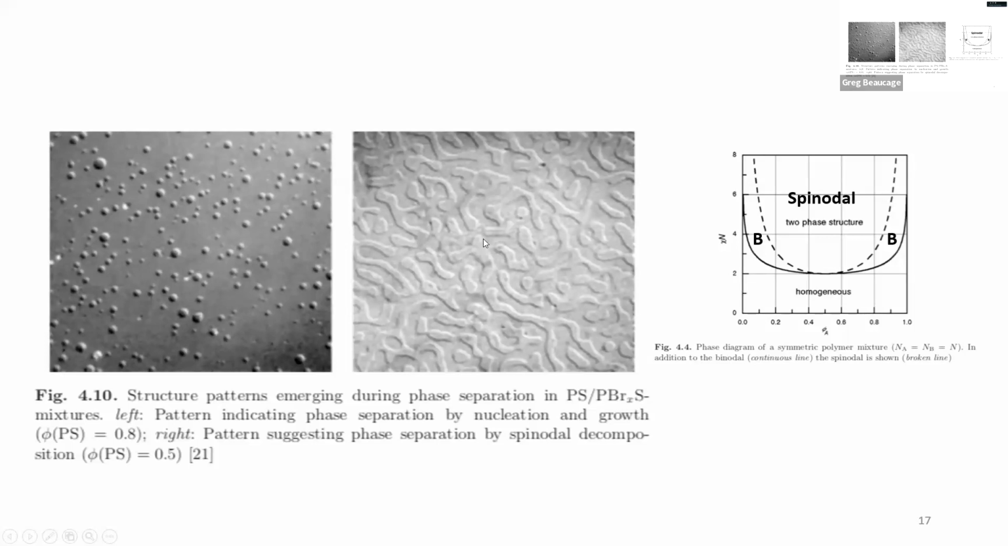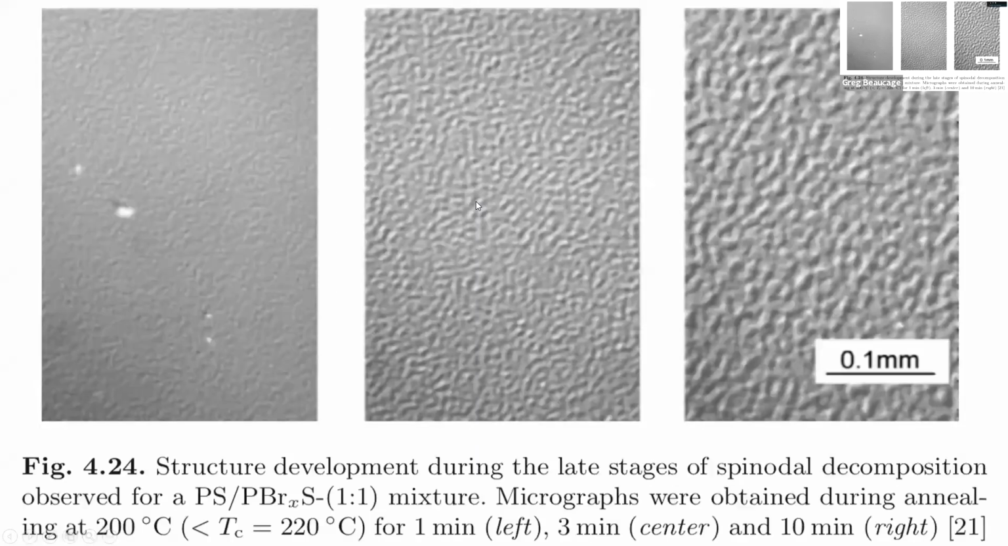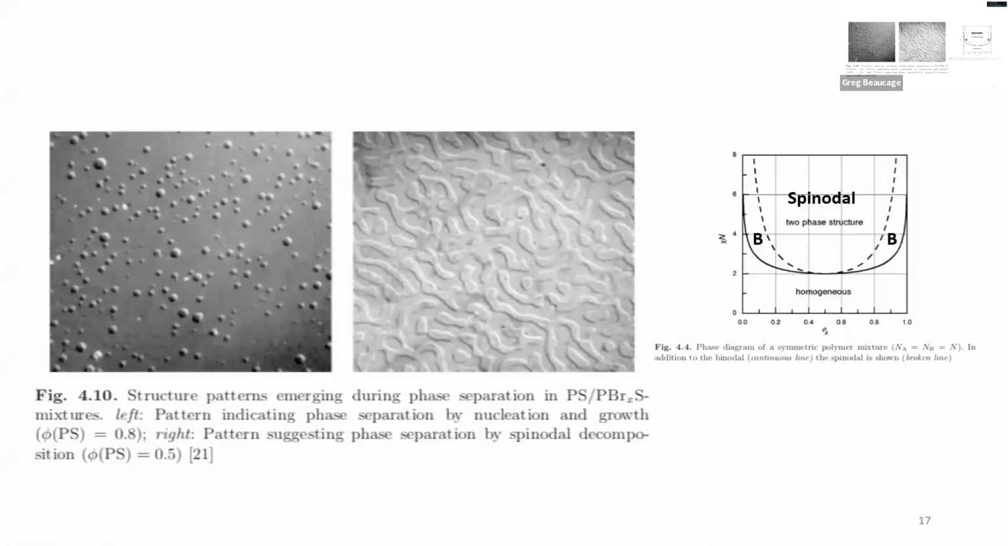I guess it was noticed early on that there's a spacing to it, and somebody had the idea that the transport has something to do with that spacing, and that it also has to do with the thermodynamics of what's driving the phase separation. That more or less led to the development of Cahn-Hilliard theory.